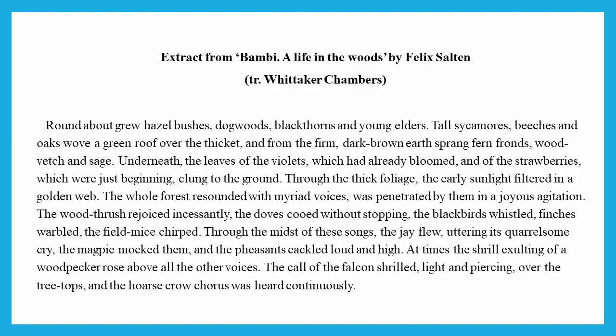Round about grew hazel bushes, dogwoods, blackthorns, and young elders. Tall sycamores, beeches, and oaks wove a green roof over the thicket, and from the firm, dark brown earth sprang fern fronds, woodvetch, and sage. Underneath, the leaves of violets, which had already bloomed, and of the strawberries, which were just beginning, clung to the ground. Through the thick foliage, the early sunlight filtered in a golden web.